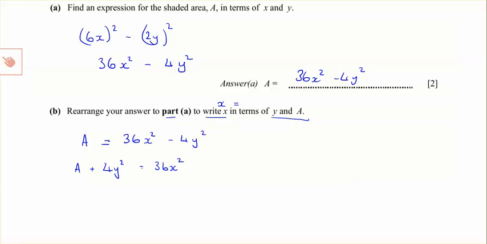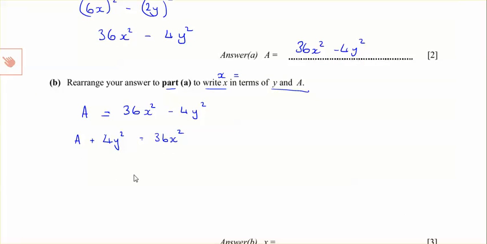Okay. Next phase. Divide by 36. A plus 4y squared over 36 equals x squared. Okay. Then square root it. Now, it's everything.